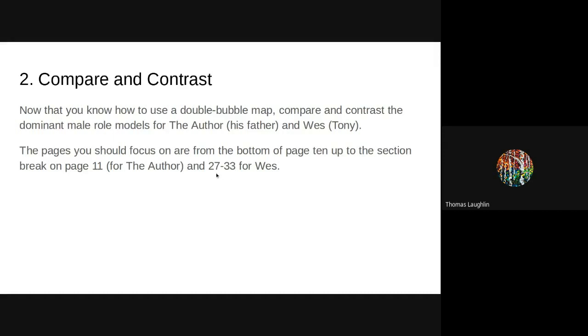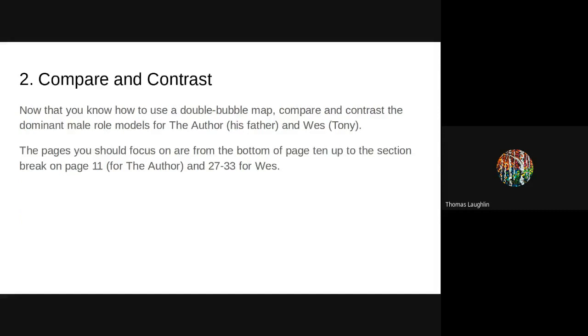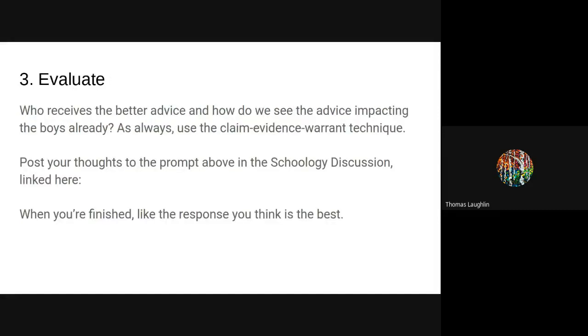This is really where Wes hears his first important advice from Tony, and that's what I want you to take notes on. What does Tony tell him? What does Tony do? Okay, while you work today, because notice we only have three parts. We have the compare and contrast, and then evaluate.